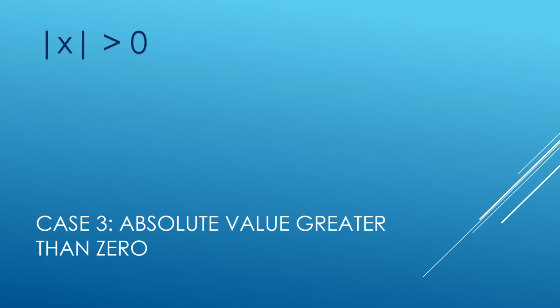Okay, so by definition of absolute value, we get some special cases, and some of these special cases you won't need to actually graph anything. Let's take a look at some of the special cases. Okay, our first special case, we'll call it case 3. This is the absolute value greater than 0.